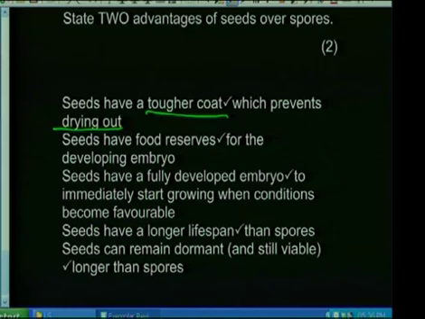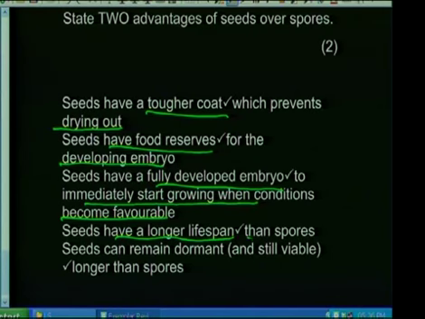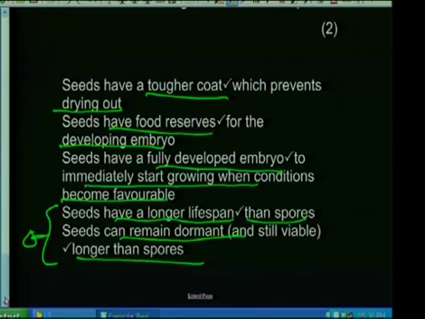So seeds have food reserves. Again, because they're living on land, they have a food reserve which will obviously allow for the embryo to survive. Seeds have a fully developed embryo inside, which will immediately start growing when conditions become favorable. Seeds have a longer lifespan than spores. Seeds can remain dormant longer than spores. These two points are connected. You would get one of the two if you had to answer that in an exam.